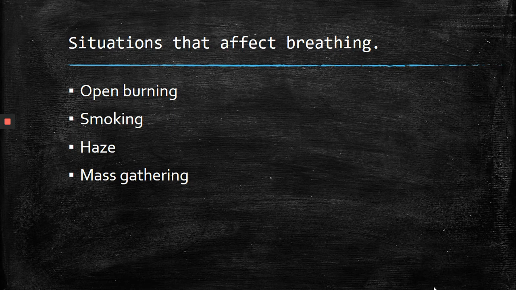The third point is haze, jerebu, and the fourth one is mass gathering, perhimpunan secara beramai-ramai. Why is this one being highlighted? For example, if you are in a crowded place and it is a small area, for those who have asthma or difficulties in breathing, you might find it hard to breathe as normally as you can, since there are so many people. Indirectly, the temperature of the surrounding will increase, and there are also other factors that will affect your breathing.